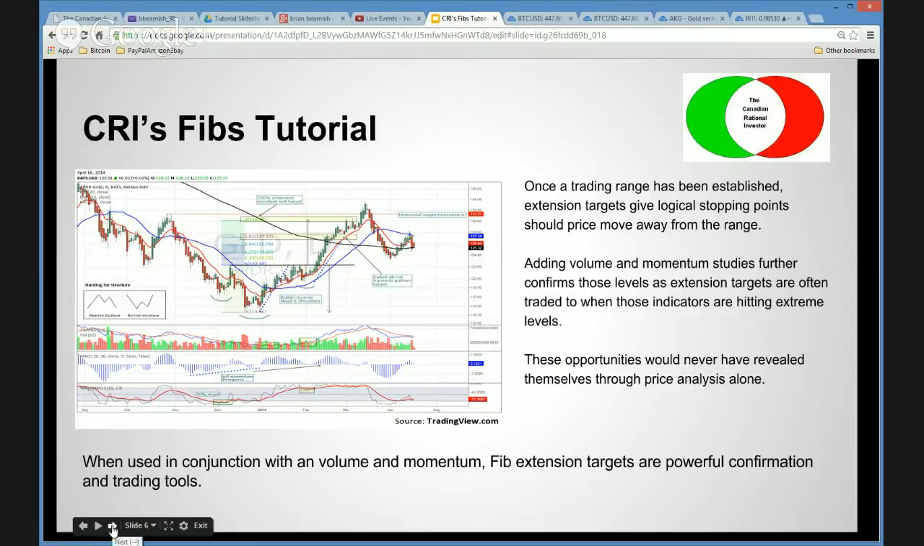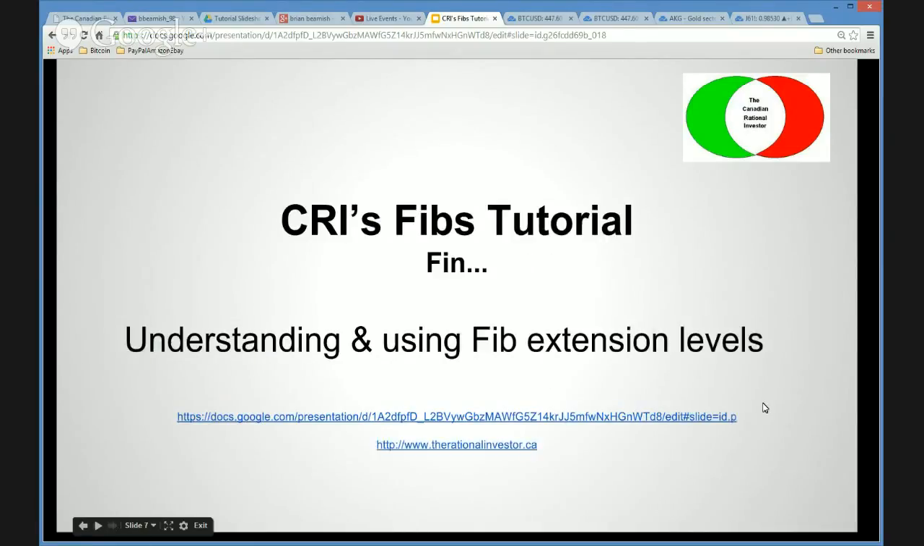All right, so I think that basically brings us to an end of this tutorial, understanding and using fib extension levels. This was part 2 of the fib series.